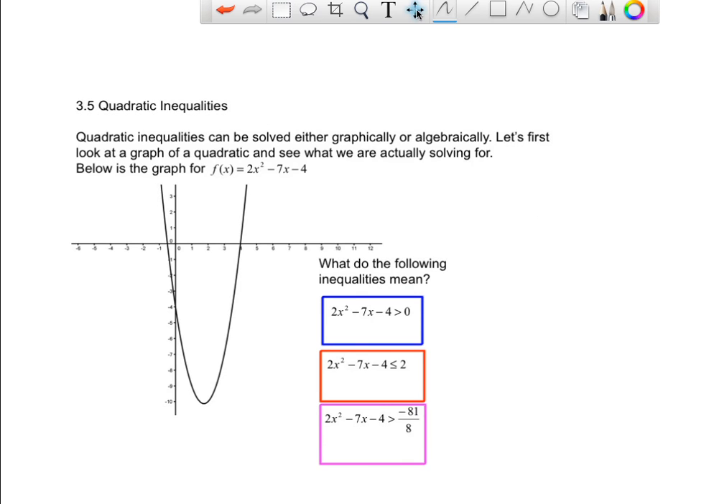Okay, quadratic inequalities. You can solve them graphically or algebraically. We'll semi-solve it graphically first, just to get an idea of what we are looking for. And so let's look at the first one.